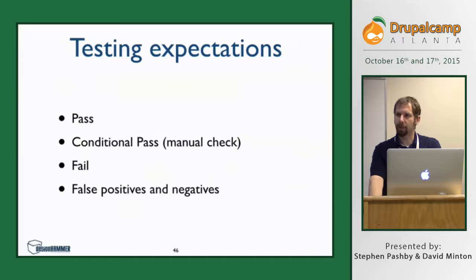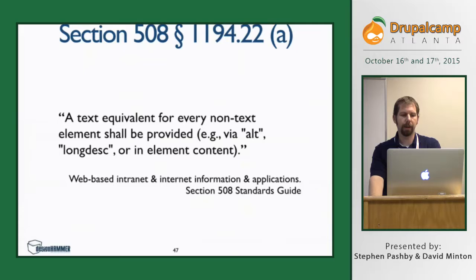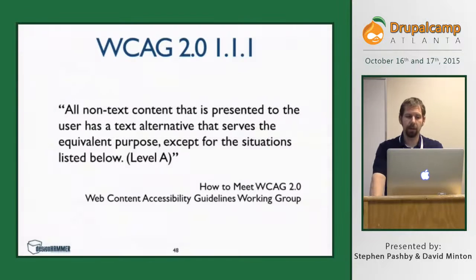So let's look at a specific example both from 508 and from WCAG 2.0. So here's the 508. As you see, it's very straightforward, very prescriptive. Text equivalent for every non-text element should be provided, for example, an image, via alt or longdesc or an element content. Then we can look at the WCAG 2.0. All non-text content that is presented to the user has a text alternative that serves the equivalent purpose except for the situations listed below.